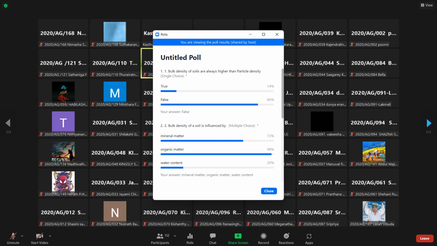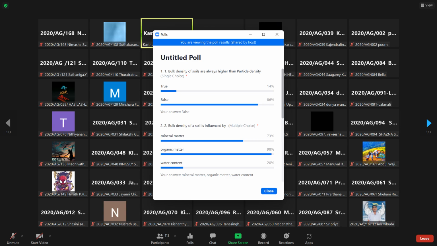Okay, good. So the bulk density definition is dry soil weight divided by total volume. Particle density is dry soil weight divided by solid volume, excluding pore space. So it will always give higher readings than bulk density. 15 students gave the wrong answer. You can expect the same question in your quiz examination also, so try to remember this one. Bulk density of soil is always higher than particle density is wrong.